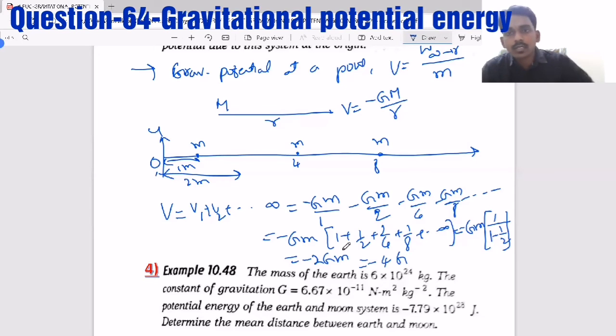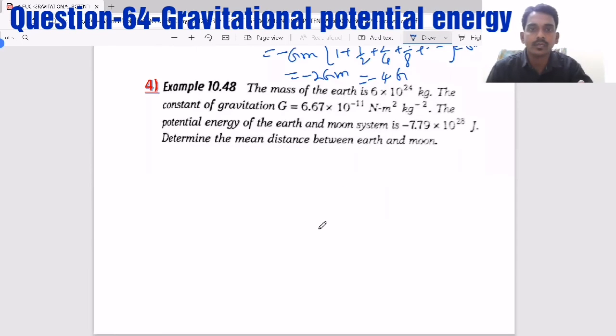And if they ask a question based on gravitational potential due to a system of point masses, then just like what we have done here, you have to add, because it is not just one mass. There are so many masses. That is what is called a system of point masses. Then you just take the simple scalar addition, because potential is a scalar quantity.